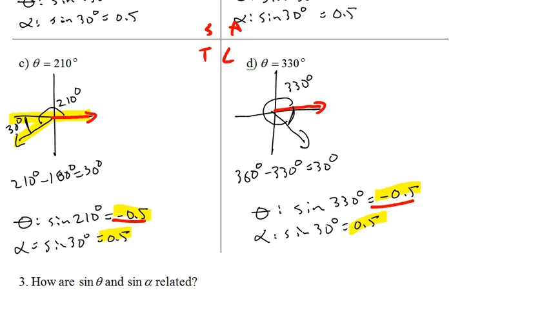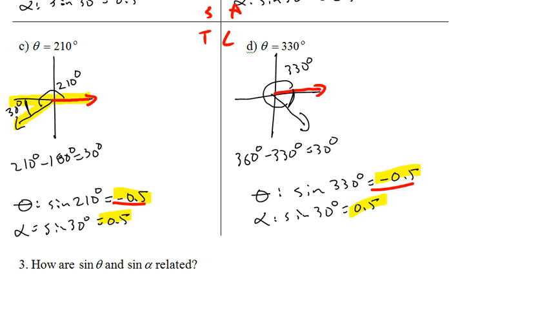So how are sine theta and sine alpha related? Well, they're always the same except for the sign. Sine alpha is always positive. So the absolute value of sine theta will give us sine alpha. Sometimes sine theta is positive, sometimes it's negative, but the magnitude of it will always be the same as sine alpha. Okay, so we're going to see how to use that on the next page.